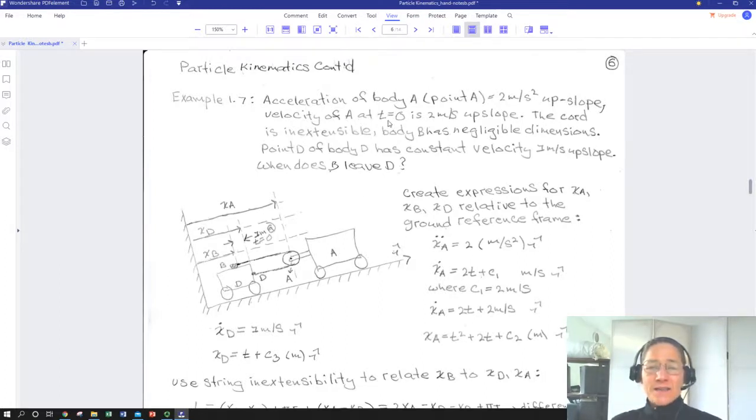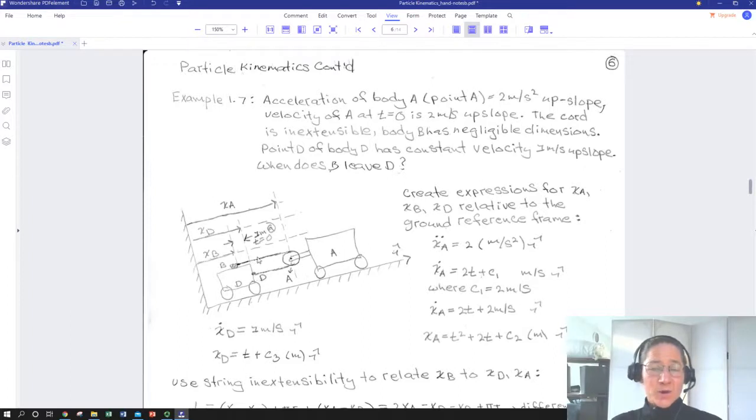And the velocity at t equals 0 is 2 meters per second. So it's accelerating at 2 meters per second squared upslope in the positive i-hat direction, and we have an initial condition of velocity at t equals 0 of 2 meters per second. So 2 and 2.